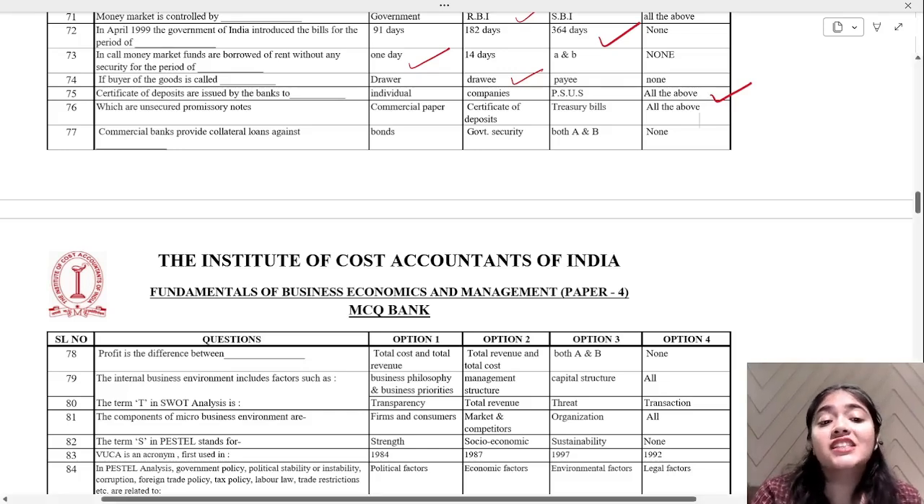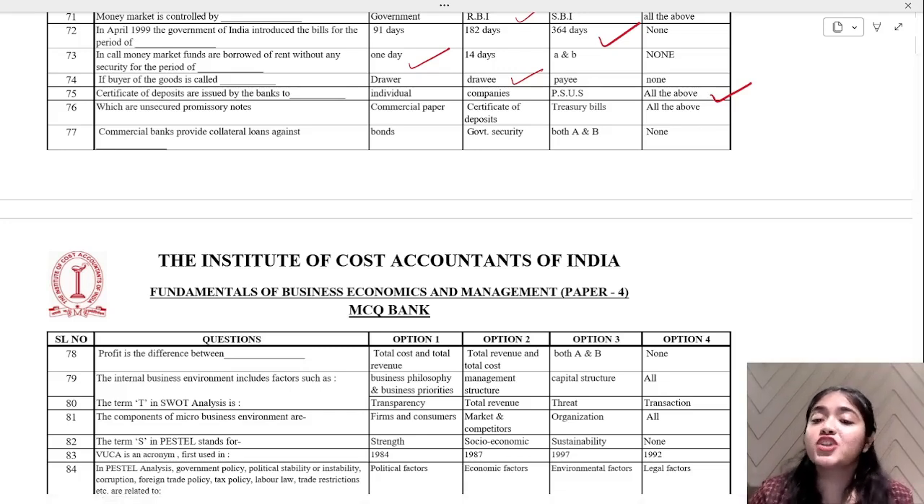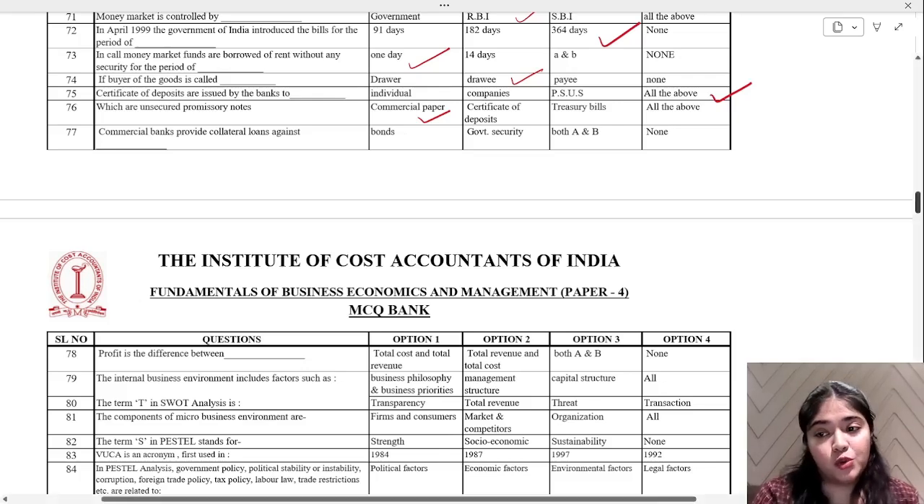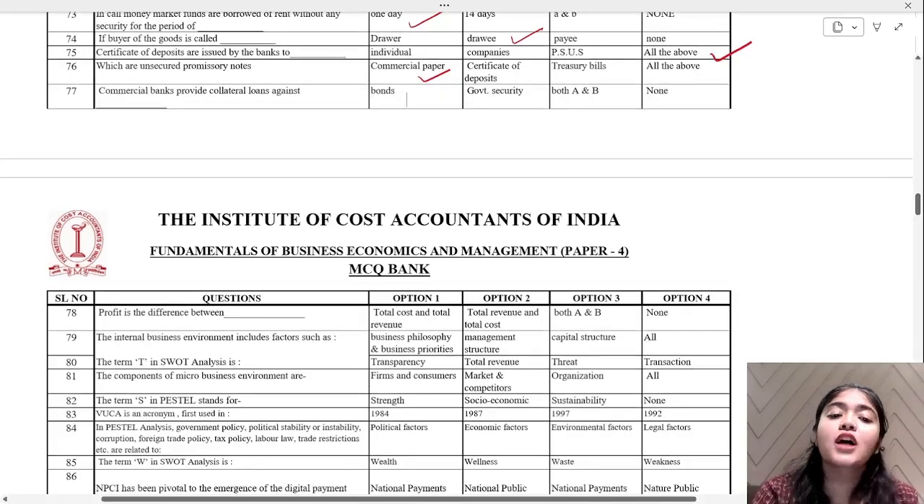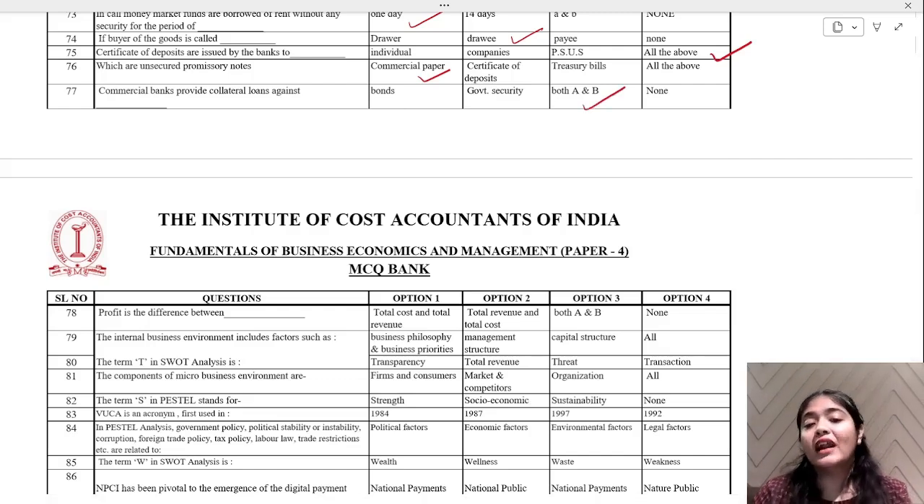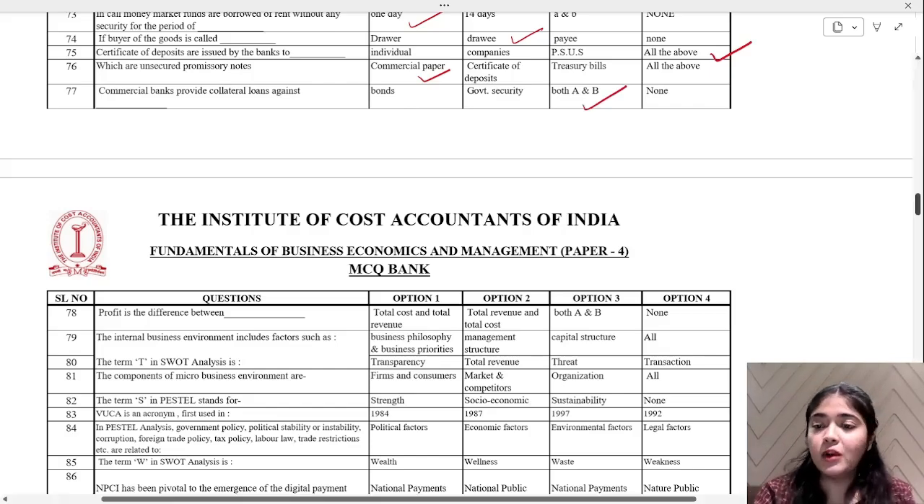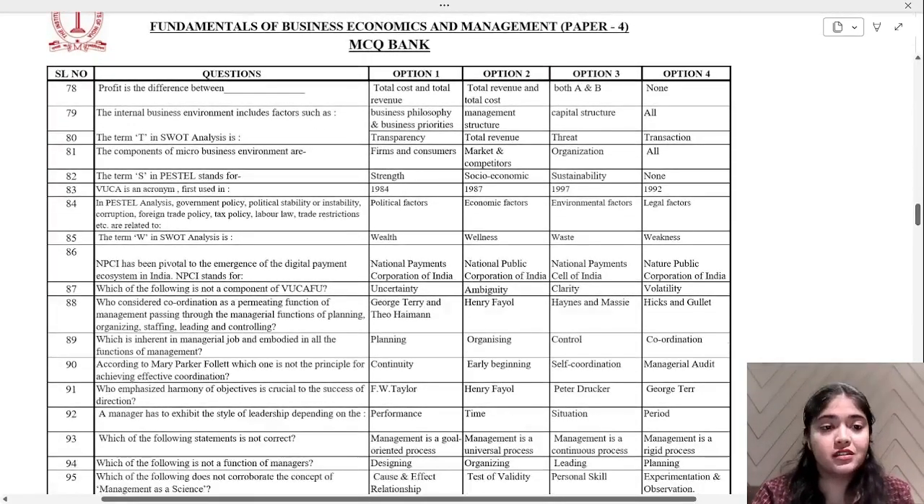Which are unsecured promissory notes? Commercial paper, certificate of deposit, treasury bills, or all of the above. Yes, commercial paper is your unsecured promissory note. Commercial banks provide collateral loans against bonds, government securities, A and B, both A and B, or none. Yes, commercial banks will provide you loans against the bonds and government securities both. Now, I hope we are clear till 77.